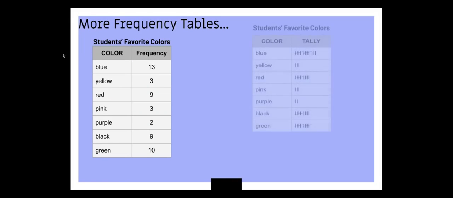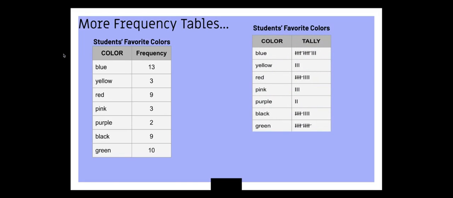And then yet another table over here, it's showing us again the category. So that kind of stays consistent. You're always going to have the category, right? The responses, you have to know what the response was. But instead of giving us the number, they only give us the tallies.